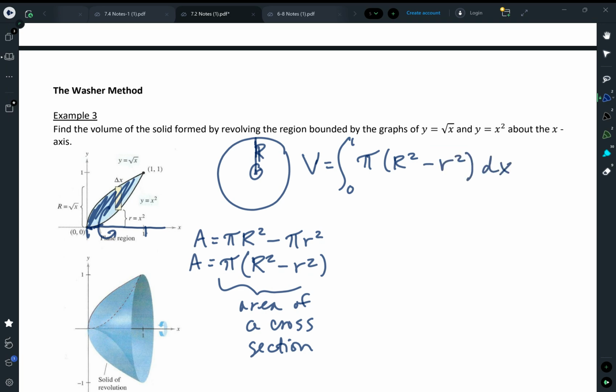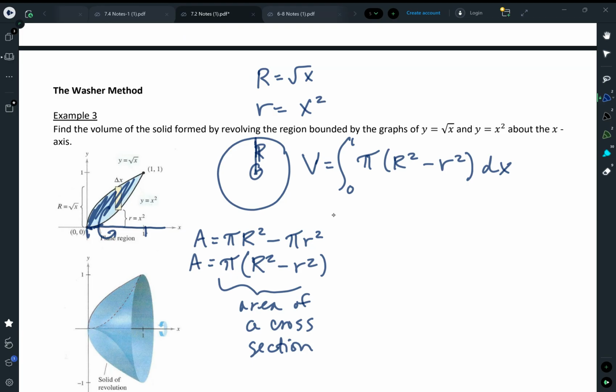But I've got to figure out what those numbers or equations are. What expressions do I use for those radii? The one that's my big R is going to be the one on top, the one that's further away from my x-axis. So looking at my diagram, my big R is going to be the square root of x. My little r is the one closer to the x-axis, the one on the bottom, and that's going to be x squared.